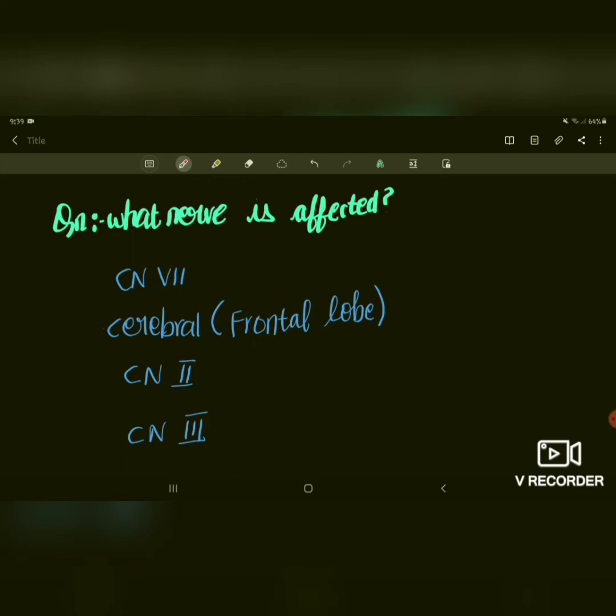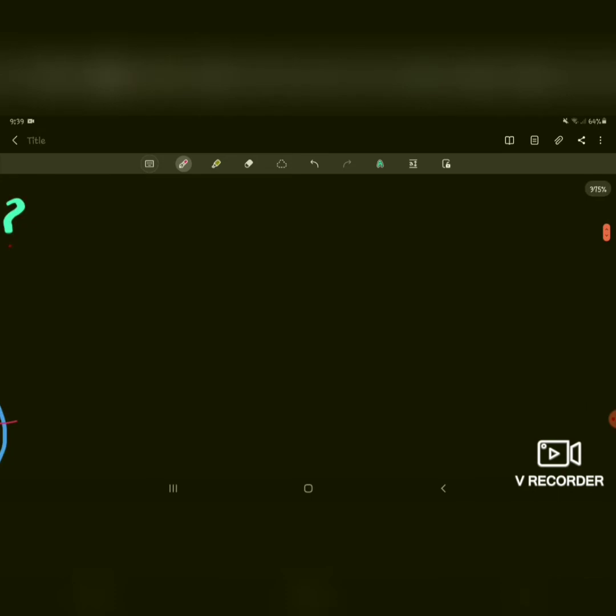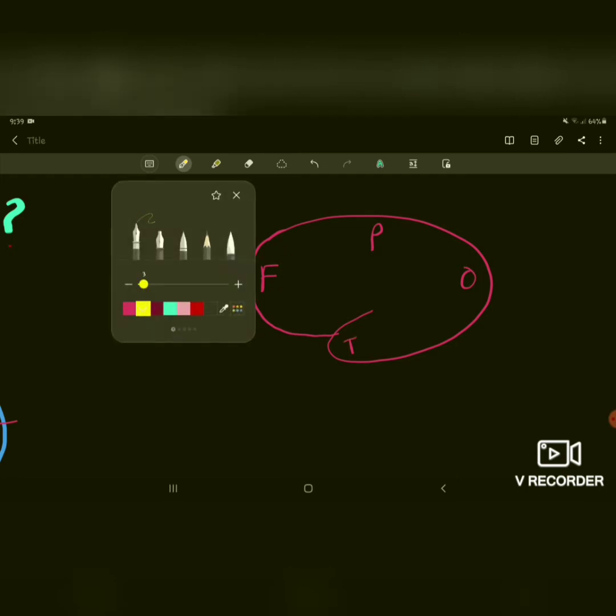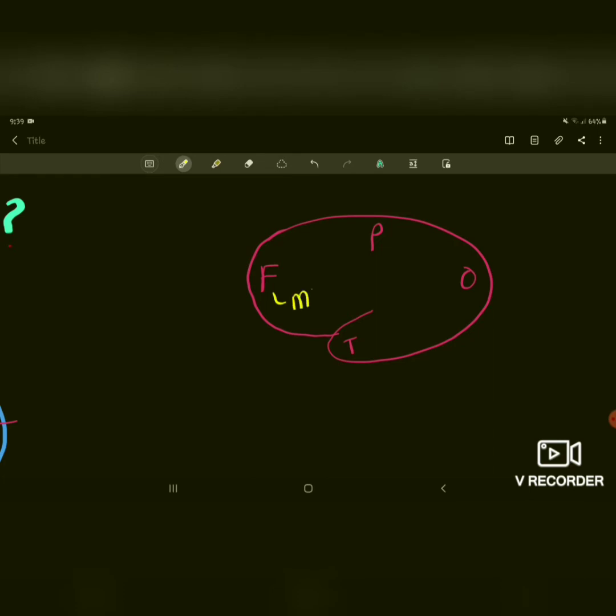On seeing the options, we can first rule out the cerebral or frontal lobe. Why? Let's take a look here on the side. So you literally have your brain. This is your frontal, parietal, occipital and your temporal lobe. As you know very well, your frontal lobe helps in your motor functions. What about your parietal? It helps in your sensory functions. What about your occipital? It helps in your vision. And finally, the temporal is for hearing.